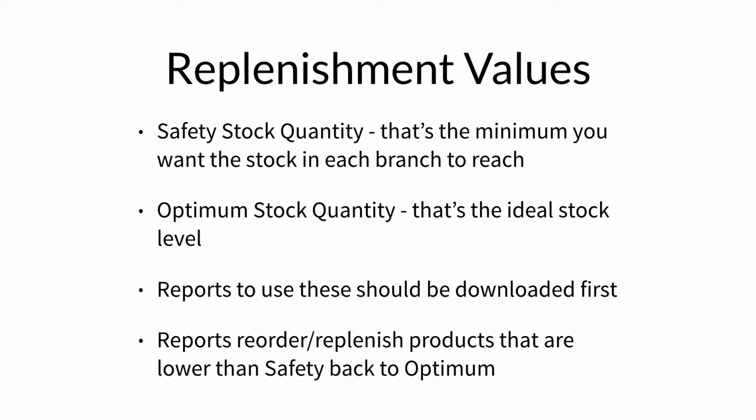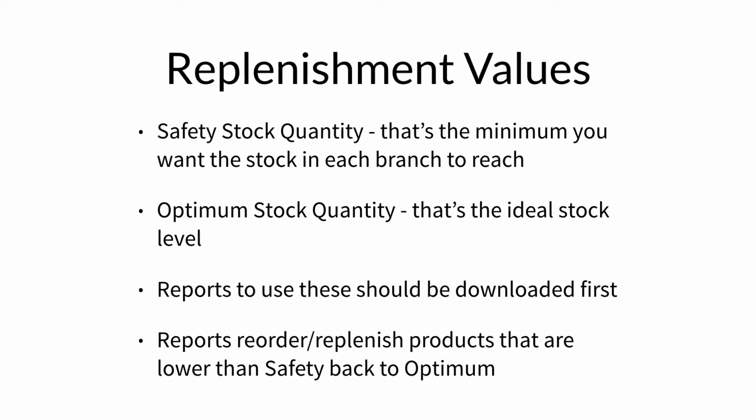So once we've entered these in, and I'll show you how to do that, we're going to use some reports. And these reports have to be downloaded, and I'll show you how to download new reports into the system. Those reports are going to be used to reorder or replenish products that are lower than the safety level. So once you've gone past the level that you've allocated to be safety, you're going to be reordering them back up to the optimum stock quantity level that you've allocated in the system.